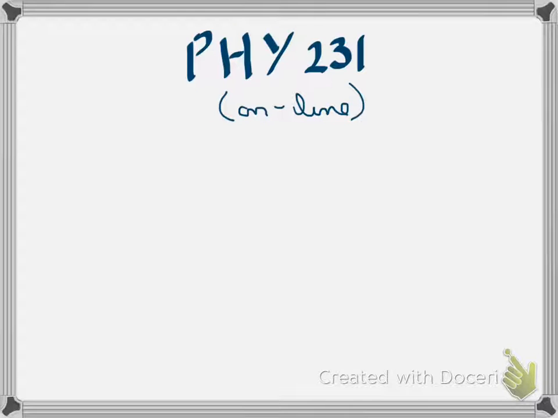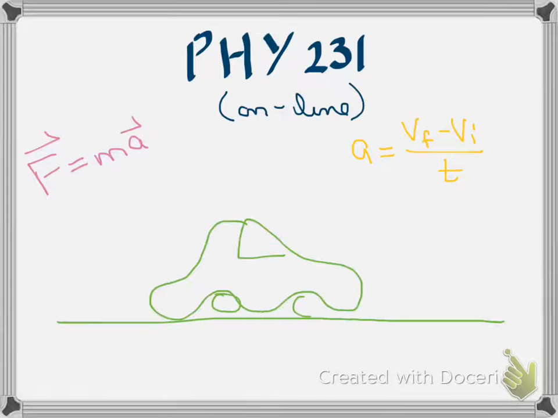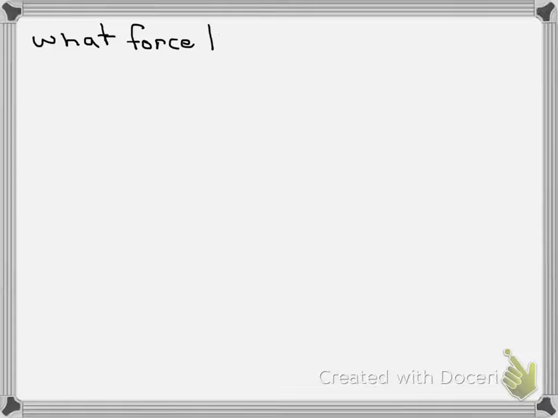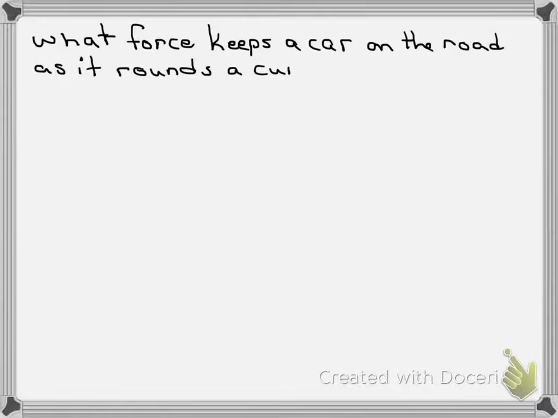Well, I hope you haven't forgotten everything we talked about before spring break, like Newton's second law of motion or the definition of acceleration. To review, I'd like to do a quick example of Newton's laws of motion and the circular motion that we were doing right before spring break. So let me ask you this question. What force keeps a car on the road when it's going around a curve? What's the force that keeps it from sliding off the road, basically?